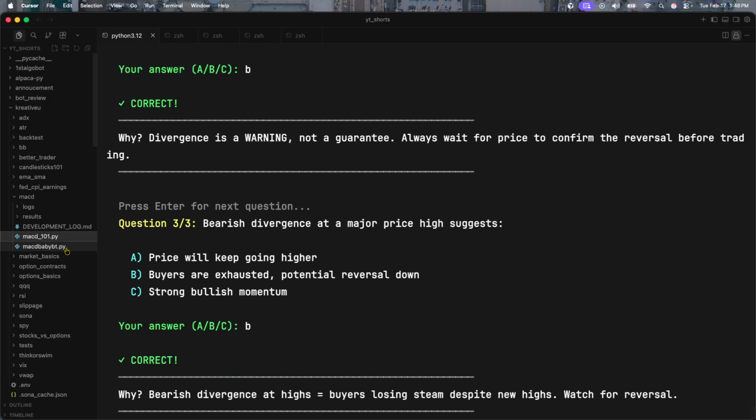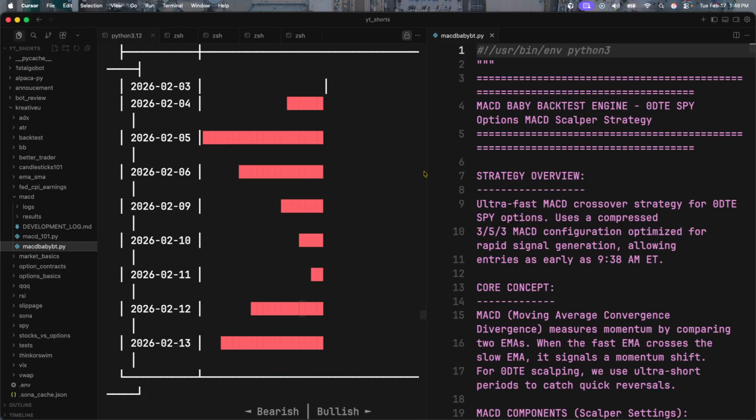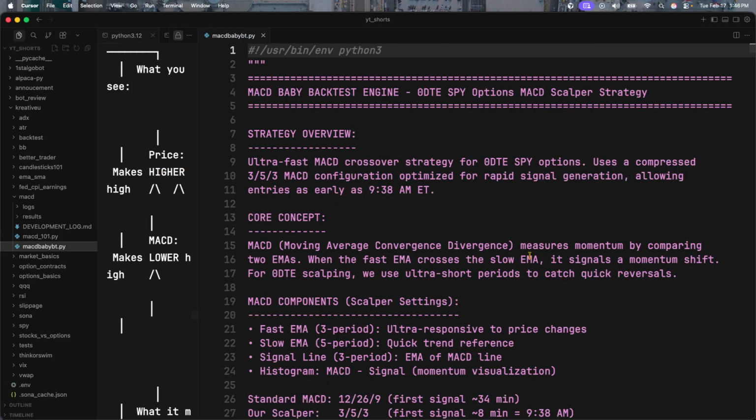So what we're going to do now is jump into the backtest that we're going to be using, MACD, right? So now we understand how MACD works. Now we understand what it is and how to use it. Now we're going to actually create a strategy using MACD. So this is our MACD backtest.